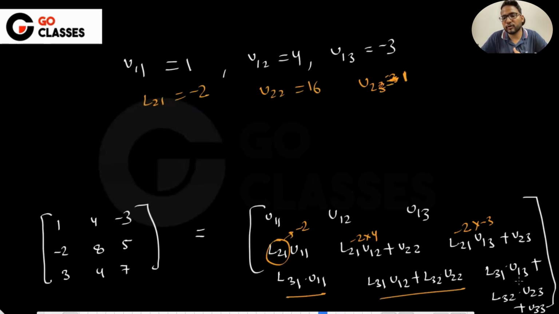From these 3 questions, you can find out, right? You need to plug in the value of U11, then you will be getting this. Then you need to plug in almost all the values to get this L32 like that. So you can do it as a homework.